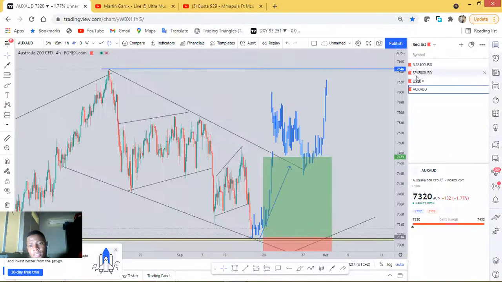So NASDAQ, US30, and Australian 200 will go to the upside.